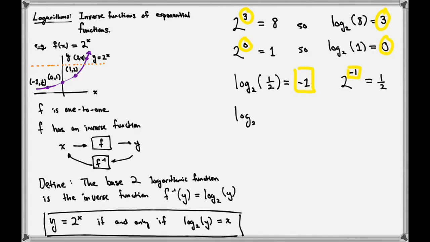Let's do a similar one. I'll take log base 2 of the square root of 2. I don't know what that answer is immediately, so I'm just going to leave it as a blank. The base is 2. The answer I get from the logarithm will be the exponent over here, and I want it to equal the square root of 2.